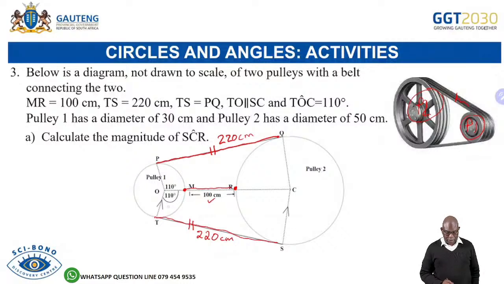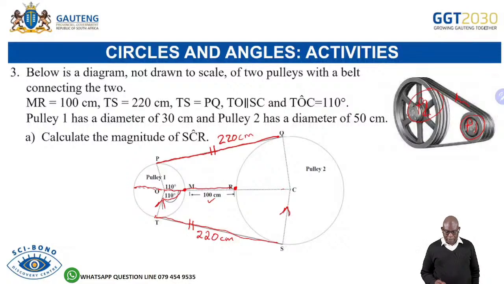TOC is 110 degrees. This line here is parallel to that line. Then pulley 1 has a diameter of 30. So meaning that the diameter is 30.